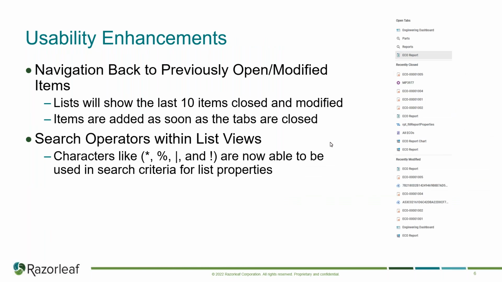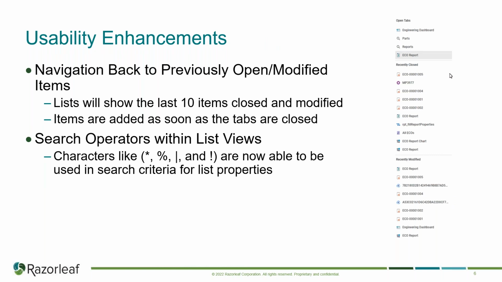All right, and then some usability enhancements. A really nice comfort feature that they added here is the ability to navigate back to previously open and modified items. These lists that we see here on the right are going to show the last 10 items that you had closed and modified. So recently closed items, you can see I had a few ECOs, some methods, some query definitions, and so on. As soon as I open that item and click X, it's going to append that to that list, so it's easily accessible to go back to.